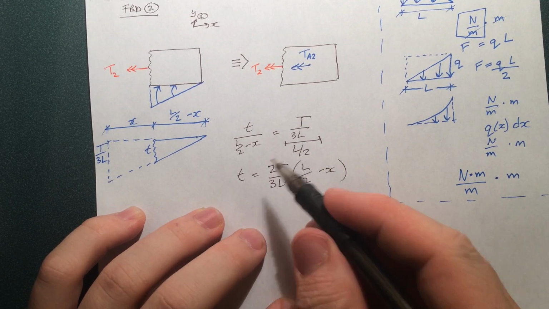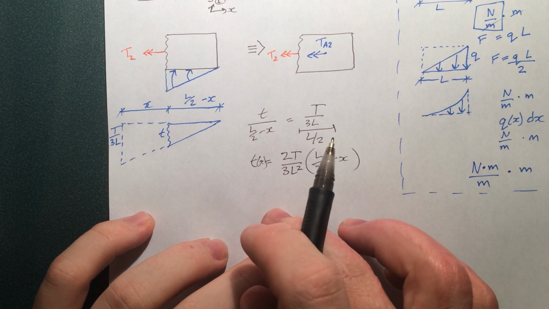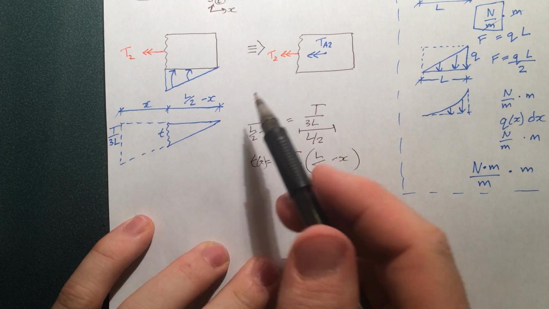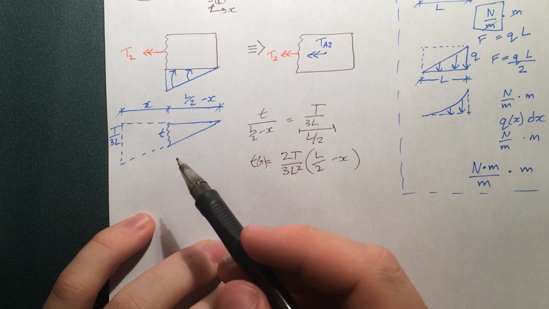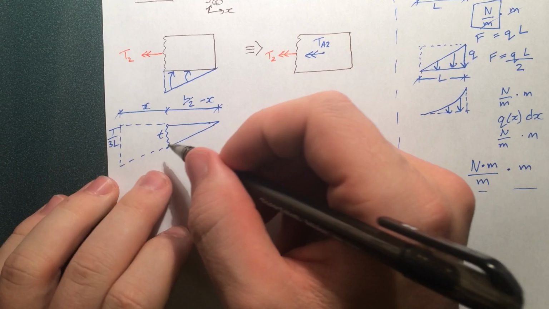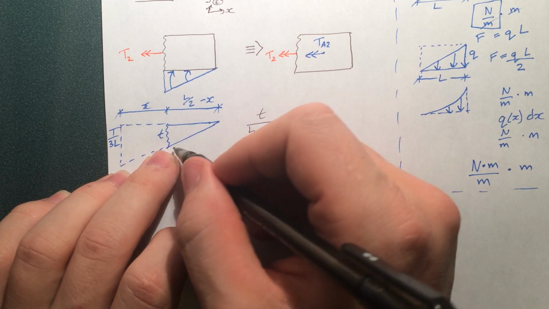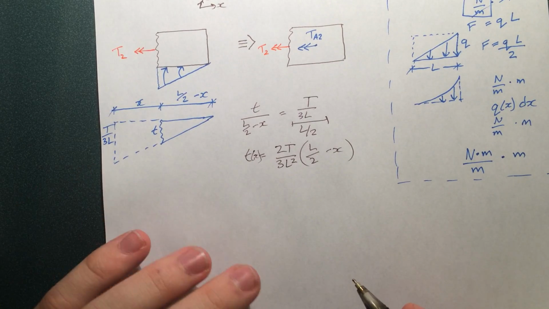So this function, we can say it's a function of x, describes how many newton meters per meter are being applied at any point along this line. To find the total amount of newton meters on just this rectangle here, we're going to take this, times it out over this length, and then divide it by 2 just to make sure we get the triangle.